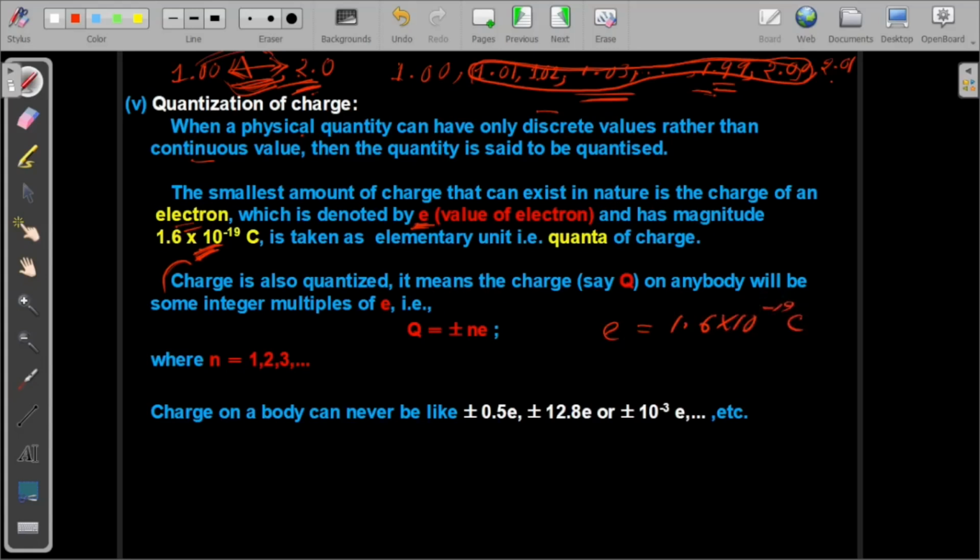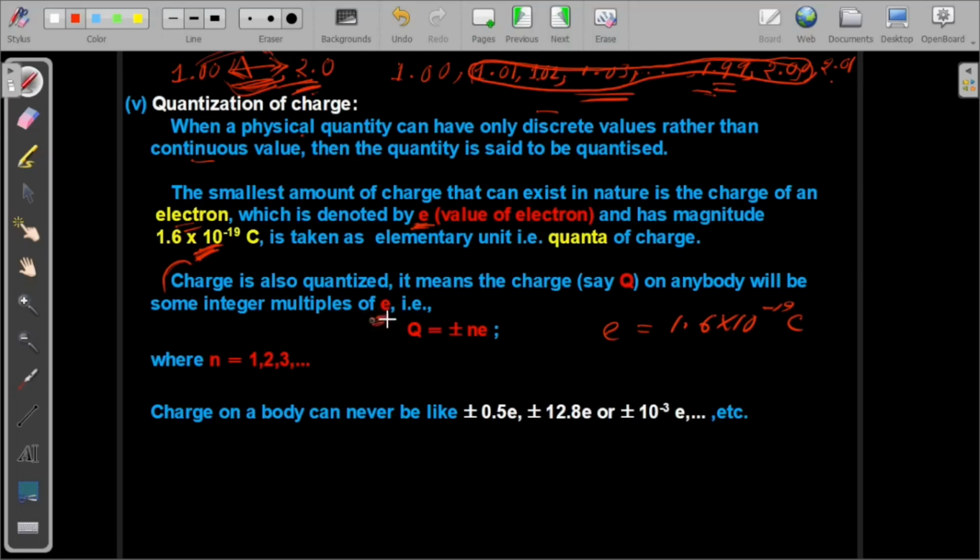Understood? And since charges are quantized, therefore we will get the total charge in a body as an integer multiple of the value of the charge of an electron. This is the value of an electron.